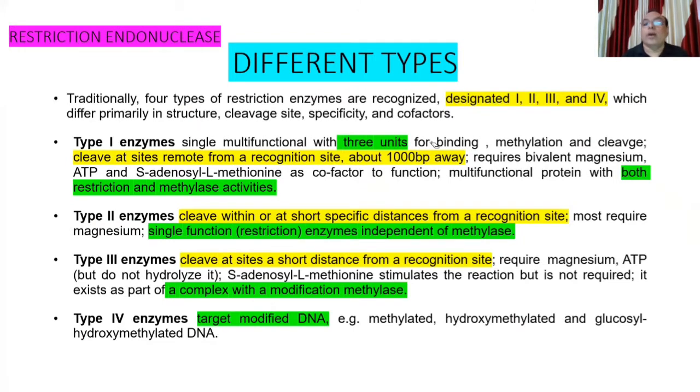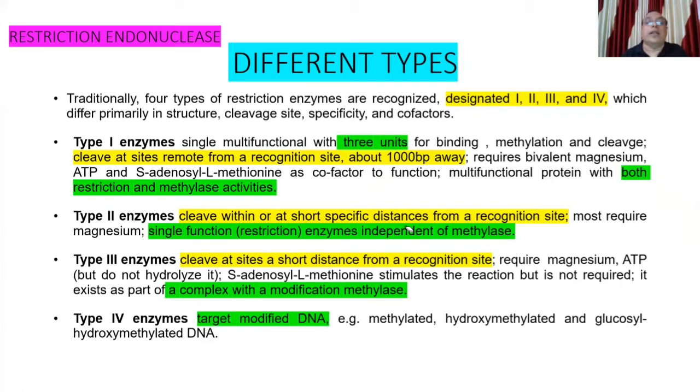So different types, 1 to 3. Type 2 we were dealing with. So it cuts a specific distance from the recognition site. It does not cut across the recognition site or at the recognition site, but a few bases away from the symmetrical point of the recognition site, as we have seen earlier. And it does not cause methylation.